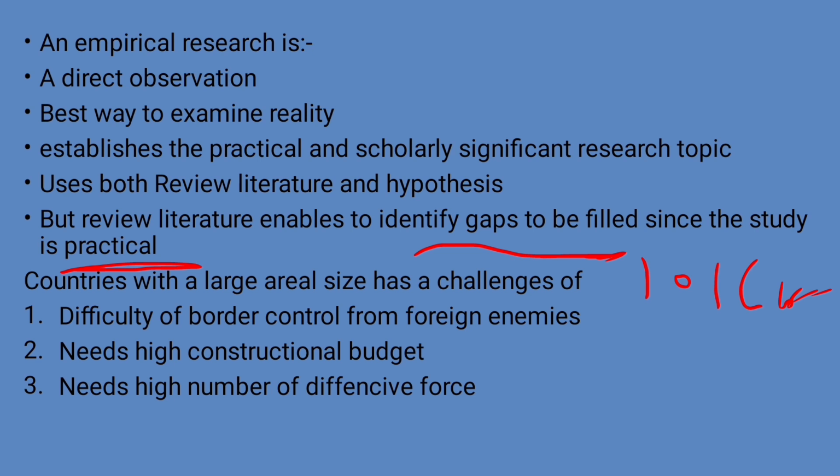Another issue that we are going to discuss is the challenge of the large areal size of countries. Large size countries benefit and are also affected by certain circumstances. What are the difficulties? What are the advantages? Let's see.